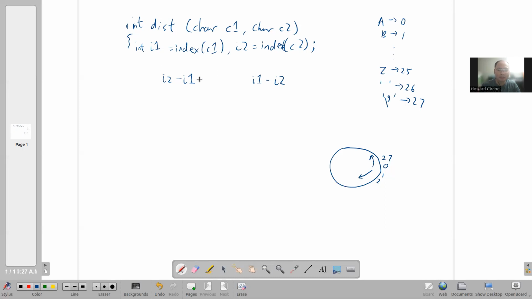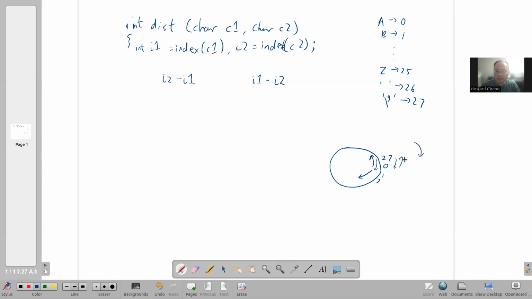Can I go over 28? I guess, if I'm going this way, I could be doing something of 1 minus 27, if I want to go from 27 to 1. Okay, which way am I doing? So let me, 27 minus 0. Okay, so let's look at this one simple case.